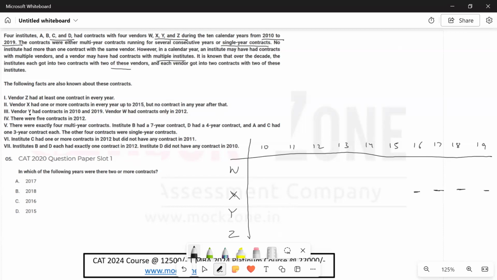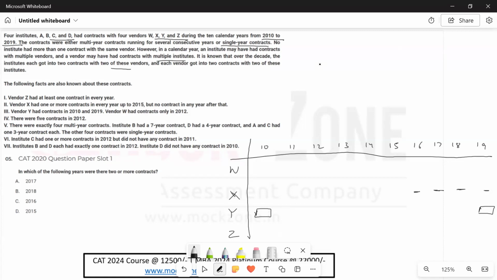इसमें क्या लिखा? Vendor Y had contracts in 2010 and 19. So vendor Y के पास had a contract in 2010. We don't know which institute, but he had a contract in 2010 and 2019. Okay, and vendor W had contracts only in 2012.